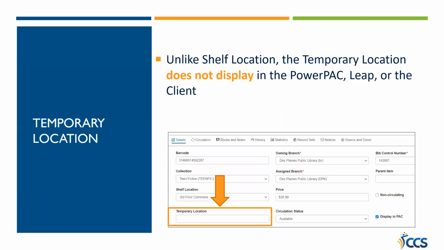Here's a fun one that's in the item record, but not in the pack. When you're in the item record, you'll also see a field for temporary location. This field, if I can put it bluntly, is kind of worthless. It does not display in the pack. It doesn't display in the Leap search results list. You can't really search for it. And I have yet to find it appear anywhere as an option in Simply Reports.